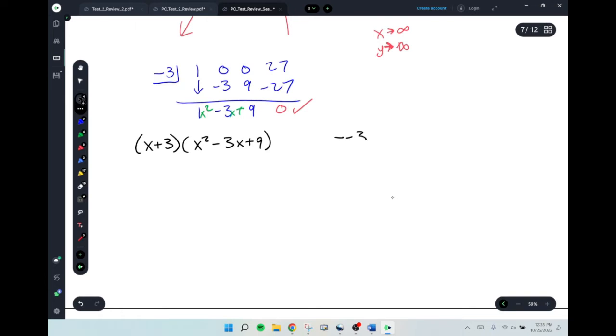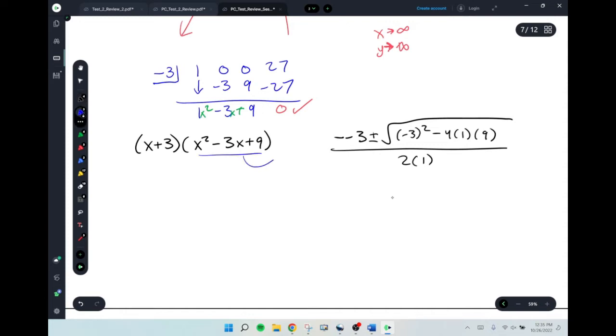So negative 3 plus or minus the square root. This is where I always make mistakes. Of negative 3 squared minus 4 times 1 times 9, all over 2 times 1. This is the quadratic formula for that second part, so we can get our other two roots and see the multiplicity of 3, although I'm pretty darn sure it's not. No, it is not. Yeah, these are going to be i's as well, right? Because as soon as I get started, 3 plus or minus the square root of 9 minus 36 over 2.